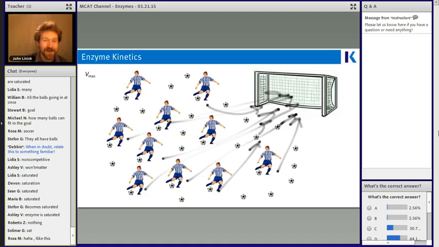Notice there's loads and loads of balls. Doesn't make any difference. You're still going to be scoring as many as you have people.